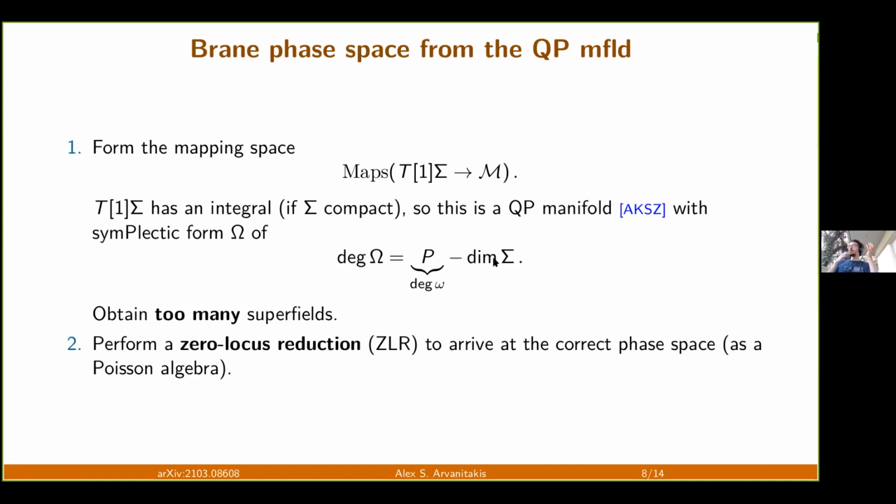So what you need to do next is perform this obscure operation invented by the Russians, the zero locus reduction, to arrive at the correct phase space. And this gives you the phase space as a Poisson algebra in complete generality. And in favorable examples, this is obviously the Poisson algebra arising from some infinite dimensional manifold of mappings.